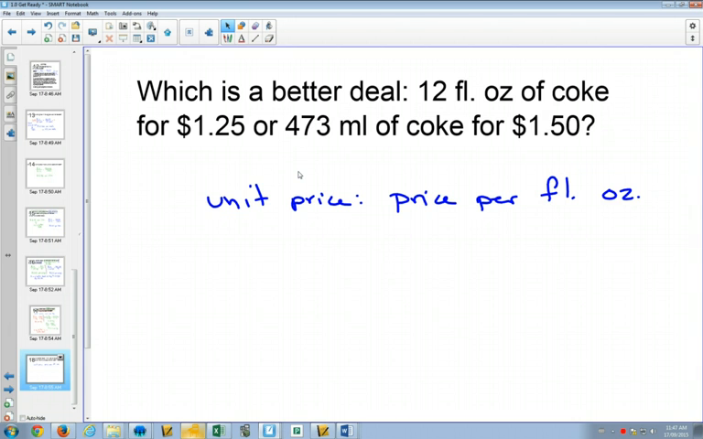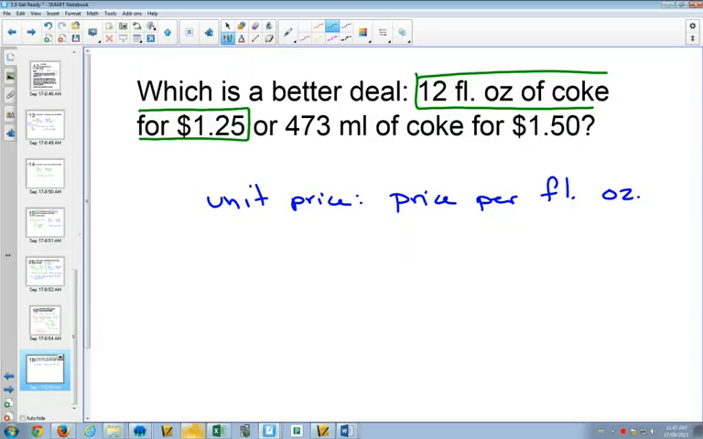So the first thing we have to do is color code things. We've got 12 fluid ounces for $1.25. Do that in green. I'll do 473 mils for $1.50. I'll do that in red. And we make a decision first. If we want unit price as price per fluid ounce, which one is easiest to do, the red or the green? The green. So we'll start with the green.